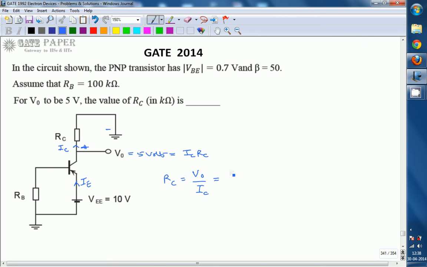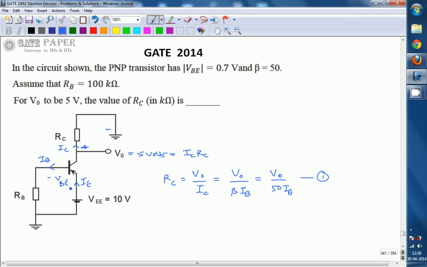V0 divided by IC is nothing but V0 divided by beta times IB, and the beta value is given, it is 50. So RC is V0 divided by 50 times IB. If we calculate the IB current, then we can get the RC value. IB is nothing but the current flowing through this one. VBE is given.